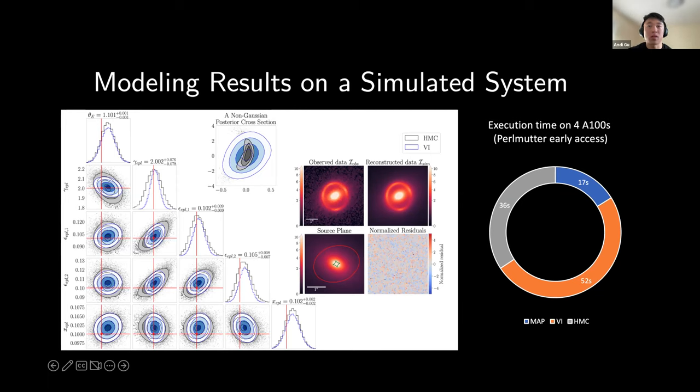However, it's not perfect, obviously, because we found that our posterior itself is not perfectly Gaussian, despite how the marginal distribution might appear. For instance, to illustrate this, we looked at a random two-dimensional cross-section of our posterior and found non-Gaussianity in the HMC samples, which is shown right over here. Whereas, of course, the variational inference is Gaussian. On the right, I've shown some diagnostics which have the observed image, the reconstructed image, as well as the residual of the two. You can see we get almost a perfect reconstruction, and the residual is basically just noise. The execution time in total is just over 100 seconds on four A100 GPUs with Perlmutter. As you can see, variational inference is actually the most costly step, which is something we'll be trying to address in the future.